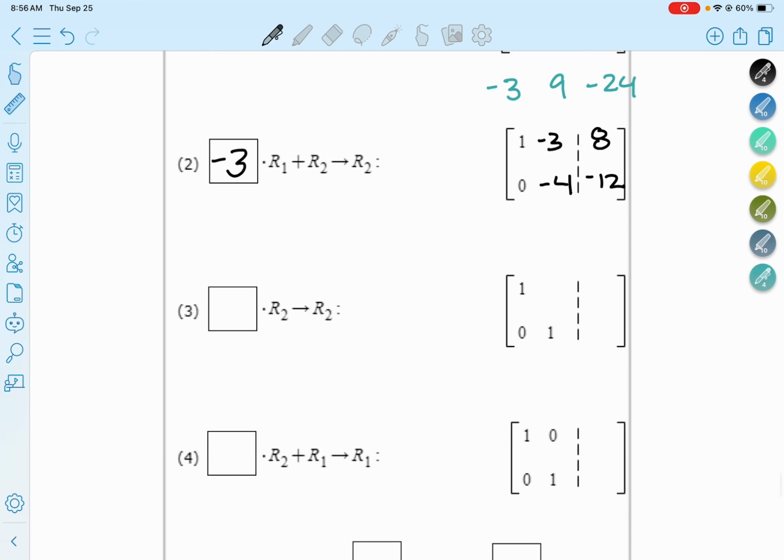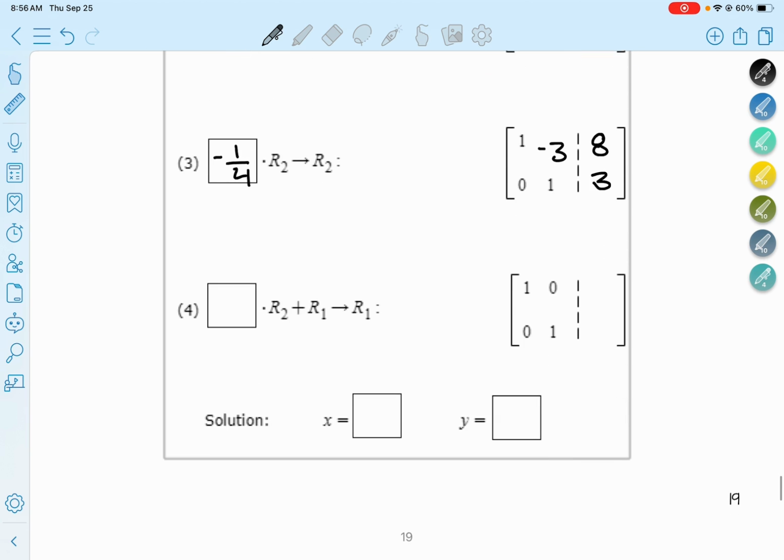Now, for this next step, I want to figure out how to change my row 2. I'm going to multiply -4 by something to get to 1. That would be -1/4. Doing the same thing to -12 results in 3. My top row stays the same, so I still have 1, -3, and then 8.